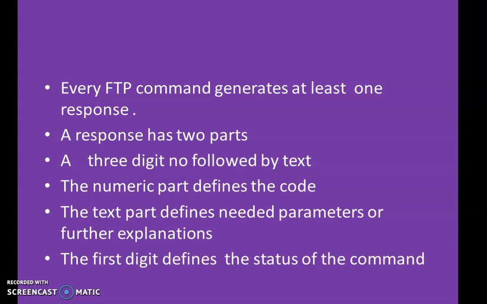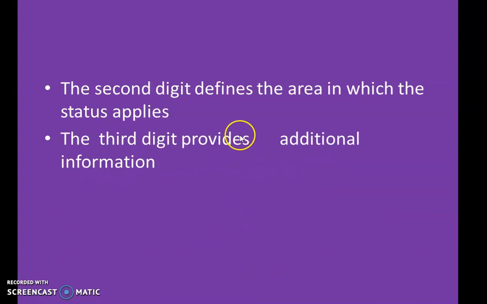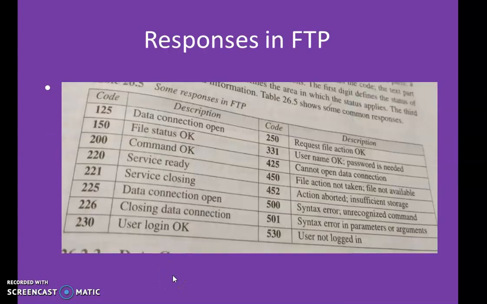A response has two parts: a number, and then a description of that number. What is the 3-digit number? In the 3-digit number, the first digit is the status, the second digit defines the area in which the status applies, and the third digit gives some additional information.